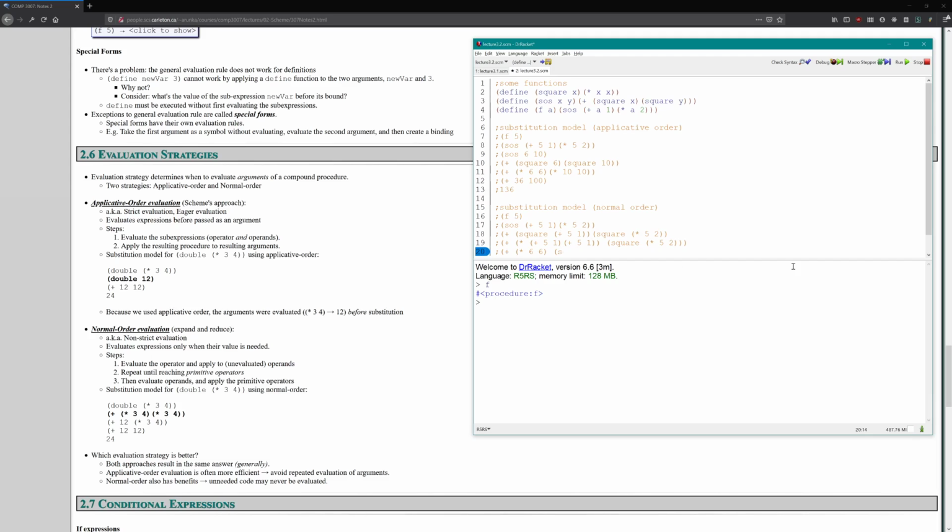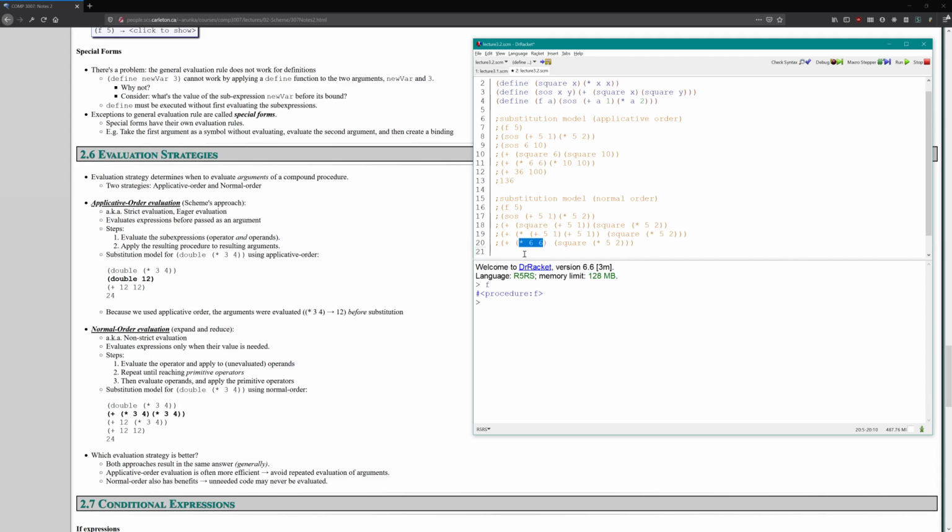And over here, we haven't even looked at this square yet, times 5, 2. Close and close. Okay. And we keep going. So this multiplication now has primitive values, so we can apply it. So we have plus 36, and then square times 5, 2.